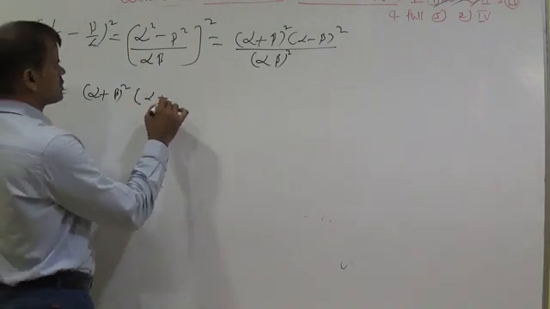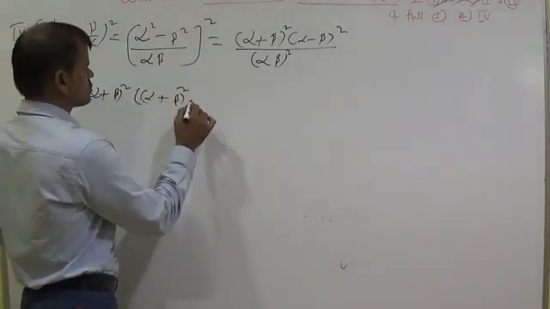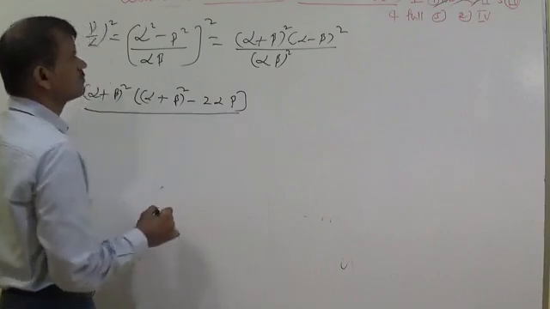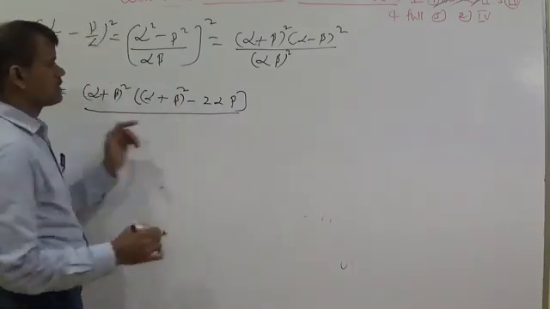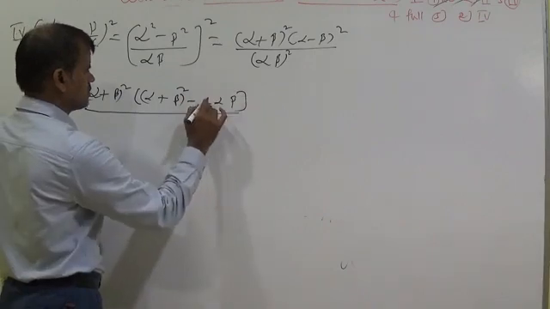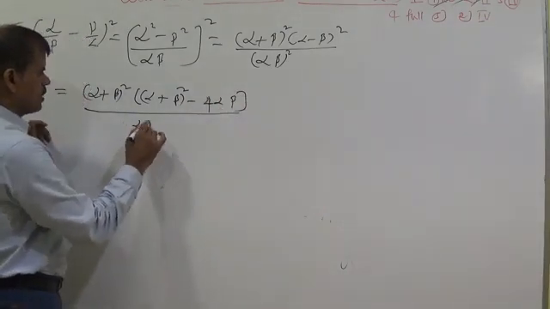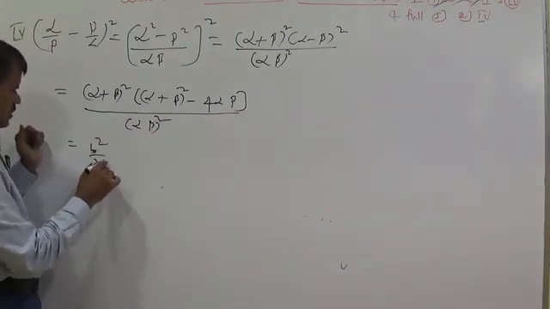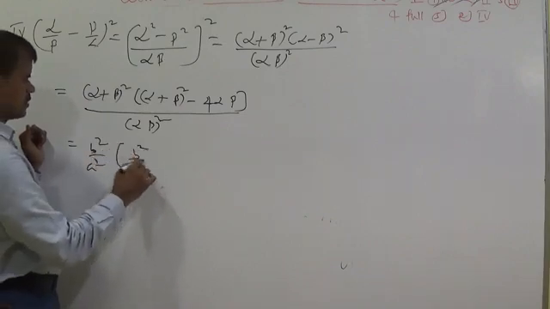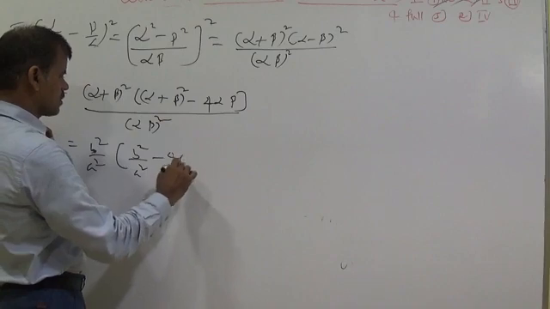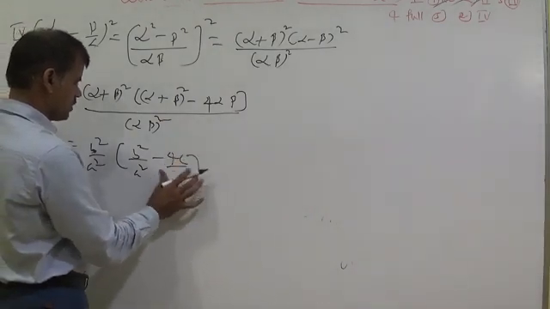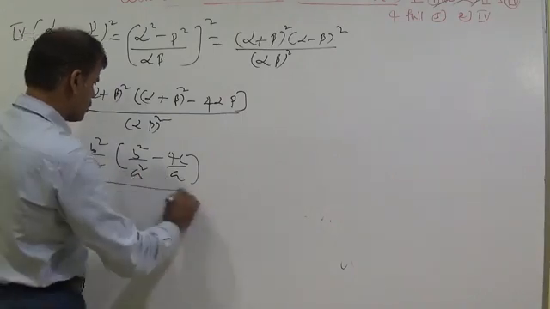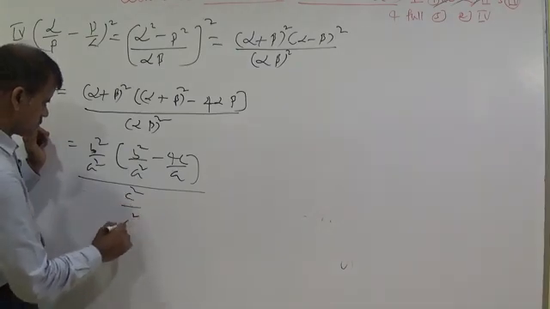But you should change this one, alpha minus beta whole square, as alpha plus beta whole square minus 4 alpha beta, because the a minus b whole square formula is a plus b whole square minus 4ab. This is 4 alpha beta by alpha beta whole square. You can write this one as b square by a square into b square by a square minus 4c by a, whole by c square by a square.